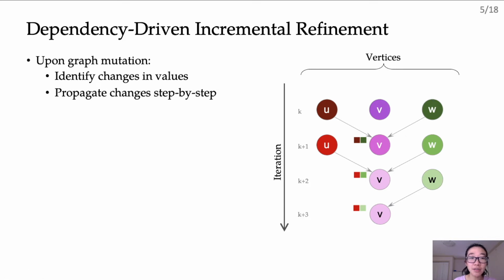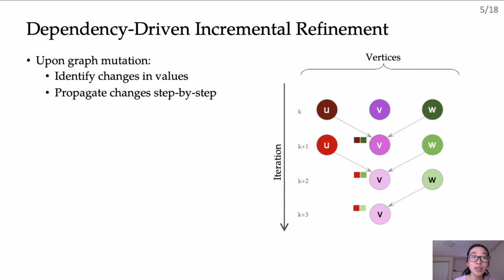Basically, we first identify the change in vertex values that happen as a result of graph mutations, and then we propagate these value changes to the outgoing neighbors in a stepwise fashion across iterations. In this example, we have the vertices u, v, and w, and I am showing how their values change across consecutive iterations, from iteration k to iteration k plus 3. The colors represent the values of vertices that are computed by the algorithm. So if the color is different across consecutive iterations, for example u here, going from maroon to red, then that means the value of u is different in those two iterations.